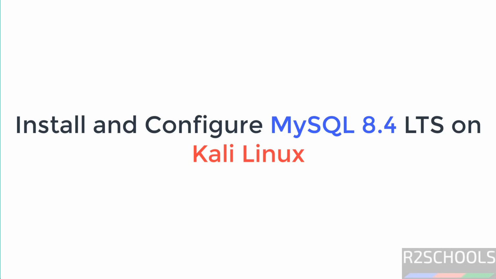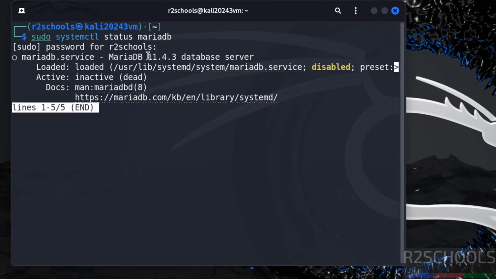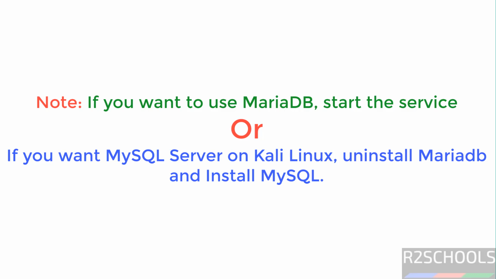Hello guys, in this video we will see how to install and configure MySQL 8.4.3 on Kali Linux. By default, MariaDB is installed on Kali Linux. See, MariaDB 11.4.3 is installed. If you want to use this one instead of MySQL, you just need to start the MariaDB service. Or if you want MySQL, we have to uninstall this one.